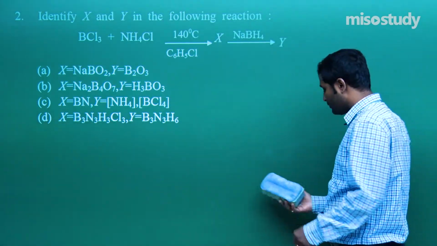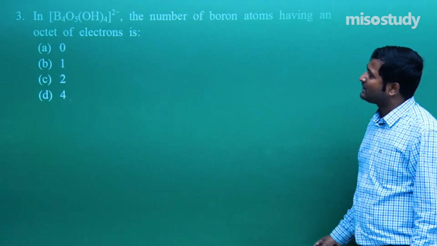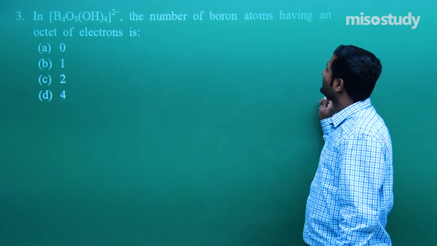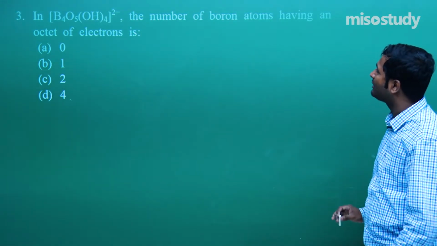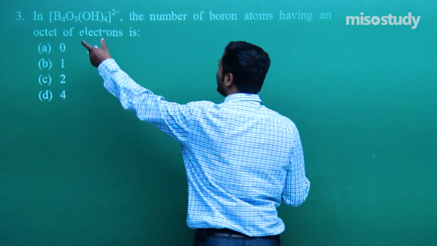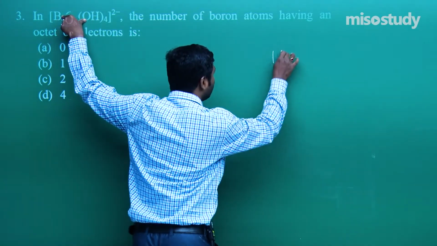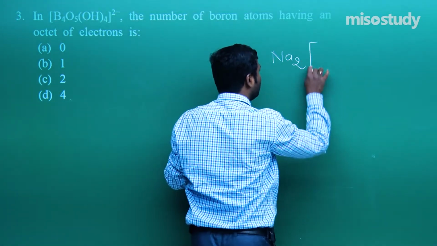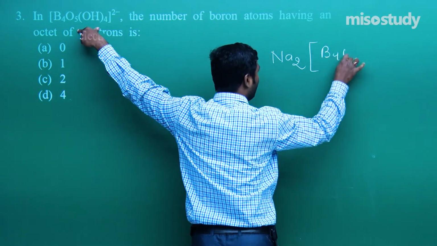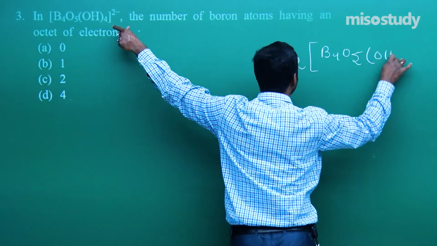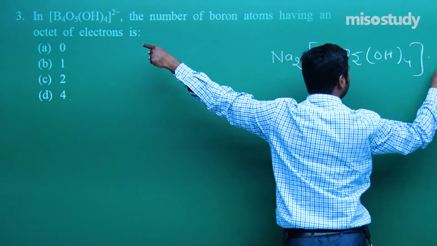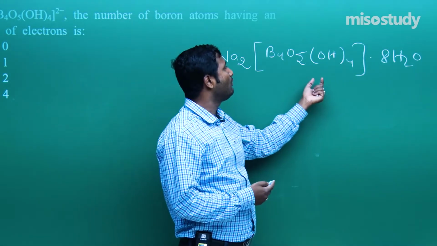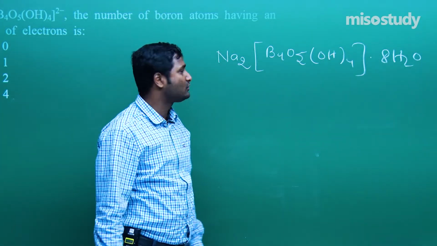What will happen in this question? Check it out. This is the question: in the B4O5(OH)4 2- ion, the number of boron atoms having octet of electrons. Do you know? This ion is related to borax. This is the other form of representation of borax, Na2B4O5(OH)4 into 8H2O.